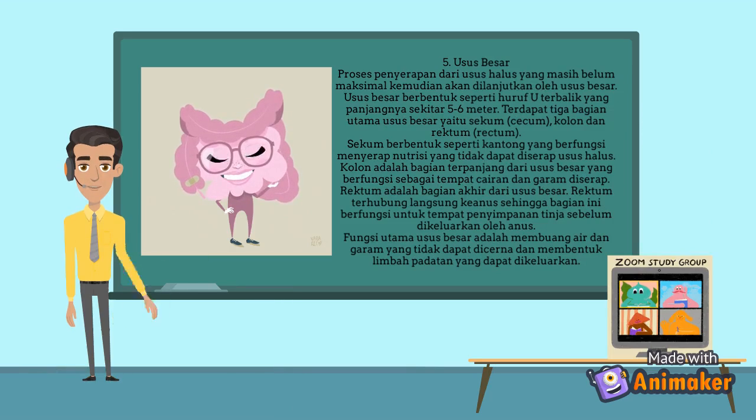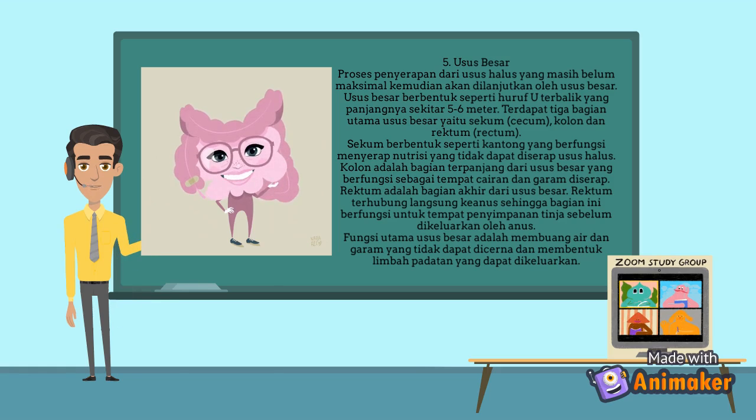5. Large intestine. The absorption process from the small intestine which is still not optimal will then be continued by the large intestine. The large intestine is shaped like an inverted U shape which is about 5 to 6 meters long. There are 3 main parts of the large intestine, namely the cecum, colon and rectum. The cecum is shaped like a bag which functions to absorb nutrients that cannot be absorbed by the small intestine. The colon is the longest part of the large intestine where fluids and salts are absorbed. The rectum is the end of the large intestine.